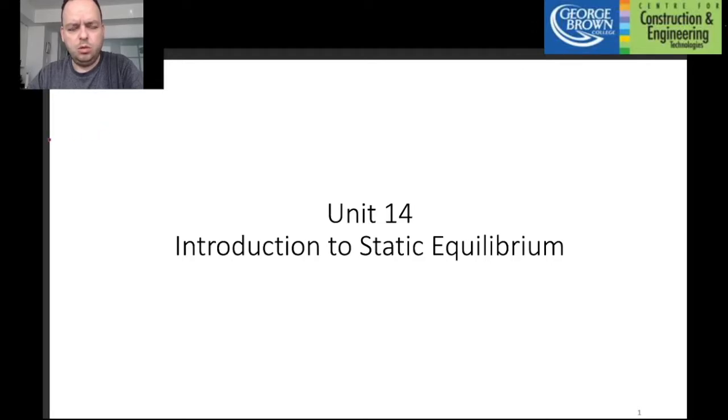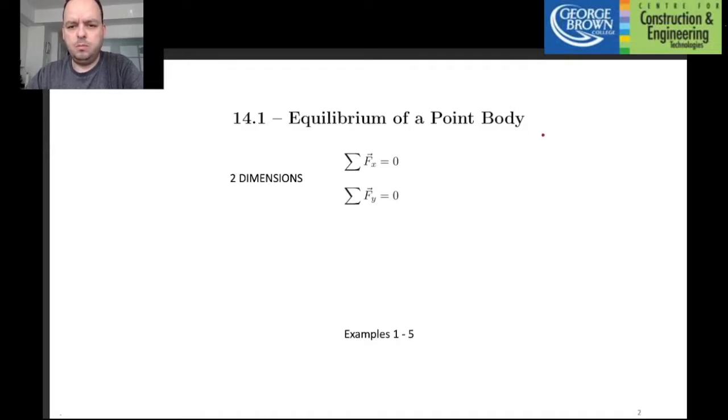So equilibrium can be divided into 2 parts. In this chapter, first we'll talk about equilibrium of a point body. So by a point body, we mean that the mass of the object is concentrated at a point. So we're not interested in considering things where the center of gravity is calculated. The center of gravity is the point itself. In this case, we're going to consider 2-dimensional equilibrium.